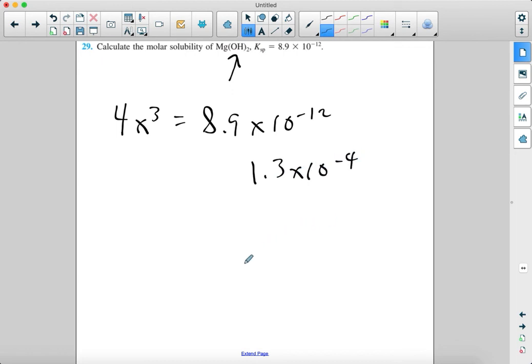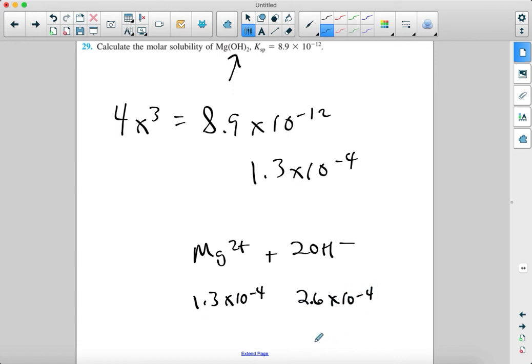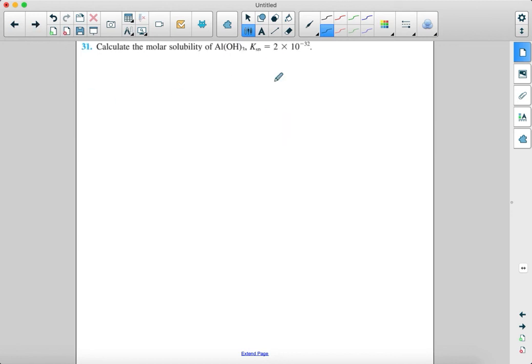Now, when it talks about molar solubility, if he had asked you about Mg, since you produce 1 Mg and 2 OH minuses, this would be 1.3 times 10 to the negative fourth for this. This would actually be 2.6 times 10 to the negative fourth for that one. So keep that in mind based on the fact with the molar solubilities. Molar solubility is basically for the overall compound, the number of ions in the solution. So this would basically be X and 2X because of the ratio in the formula.